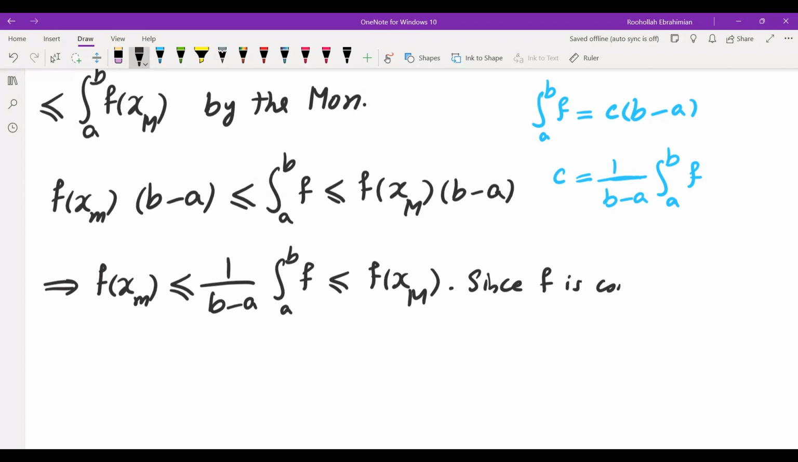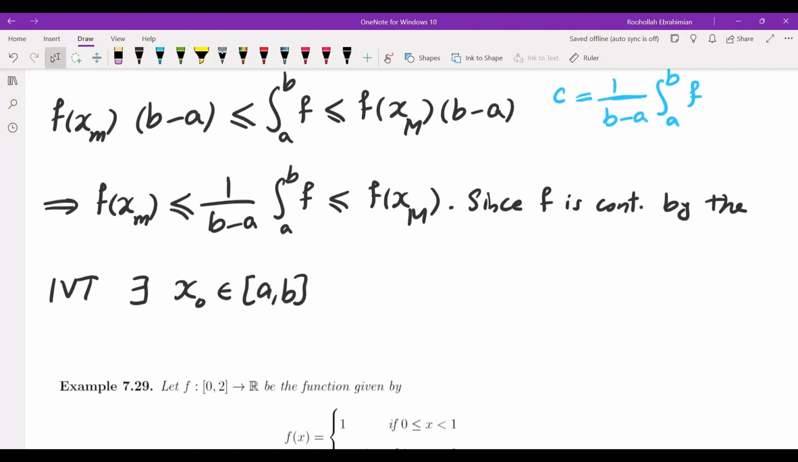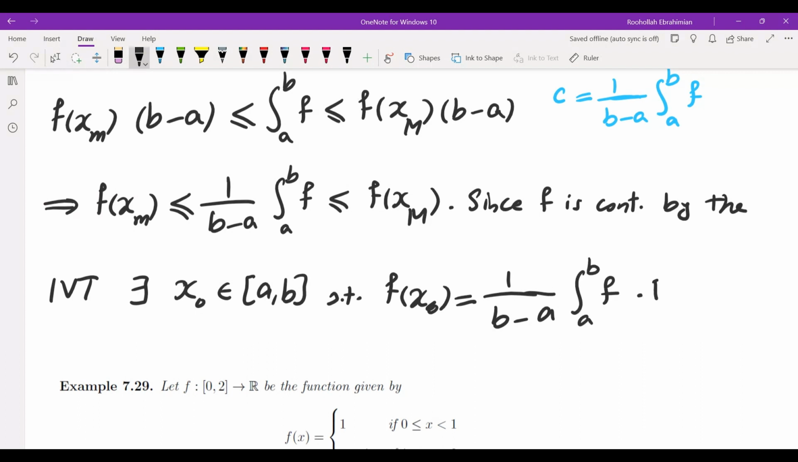So since f is continuous, by the intermediate value theorem, there is some c, or I guess they called it x naught, inside the interval [a, b]. In fact, it's inside the interval from x_m to x_M, or x_M to x_m, depending on which one is smaller, such that f(x_0) is equal to this average value. And that's exactly what we wanted to prove. Notice that it is important for our function to be continuous, otherwise the equality may not hold.